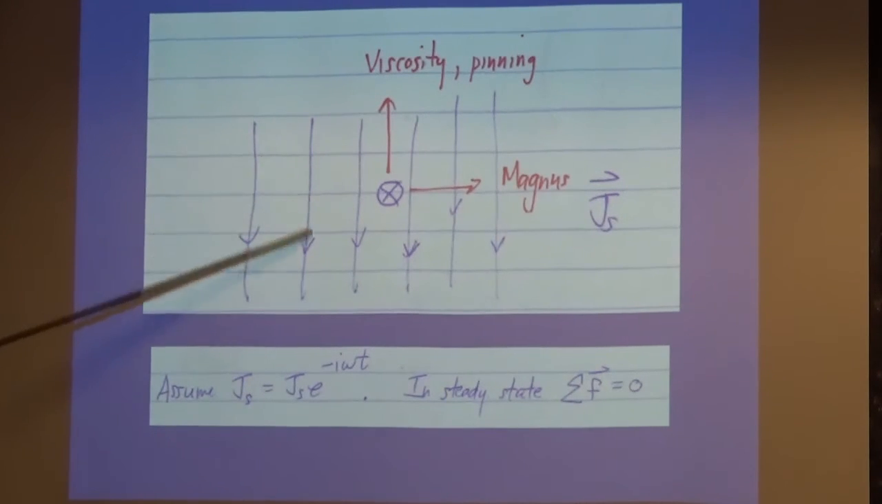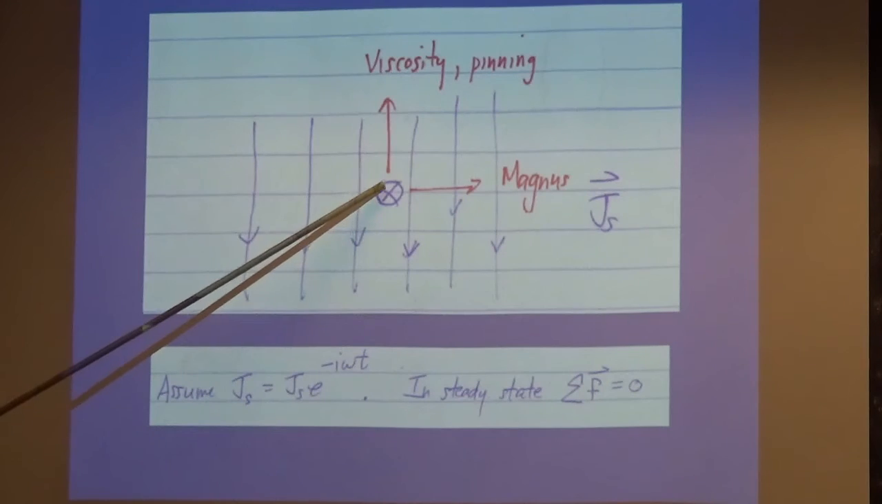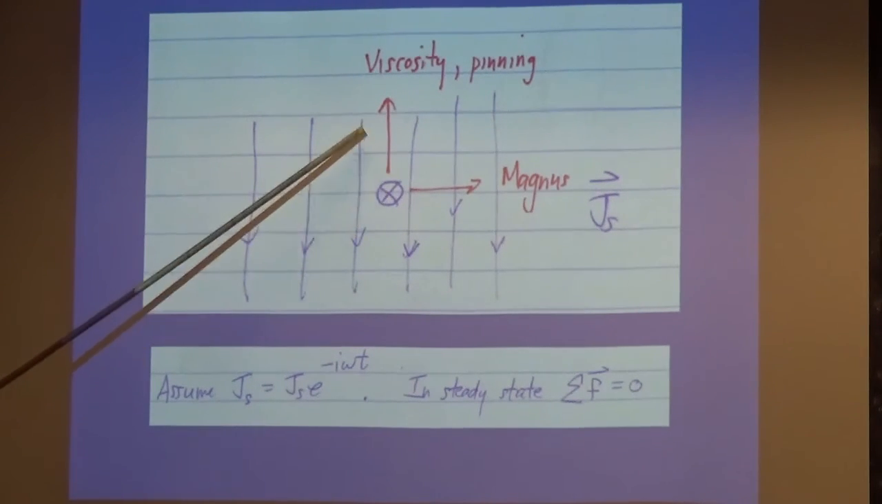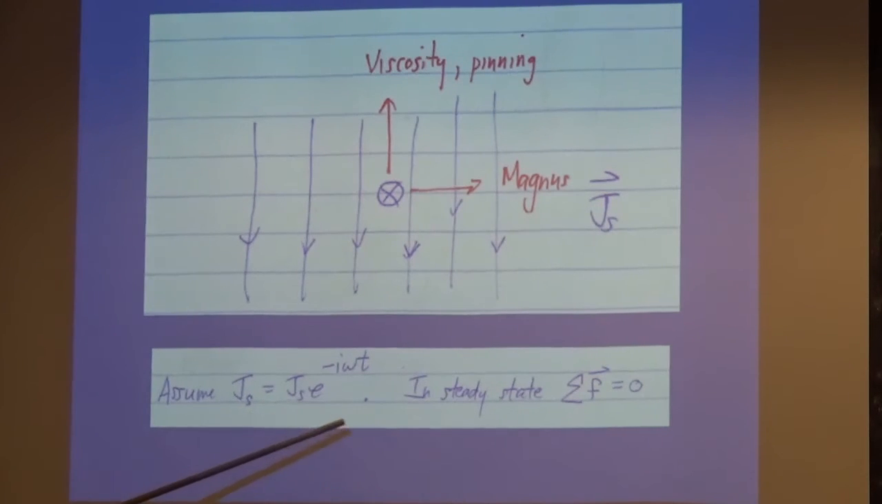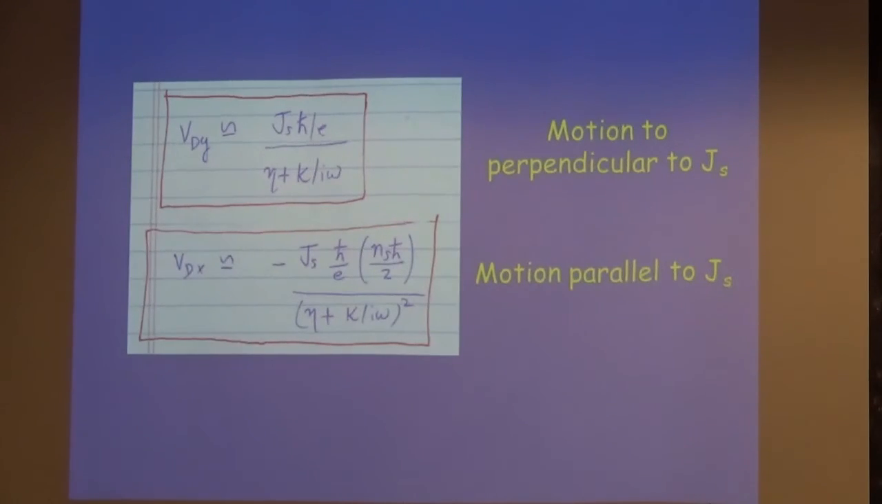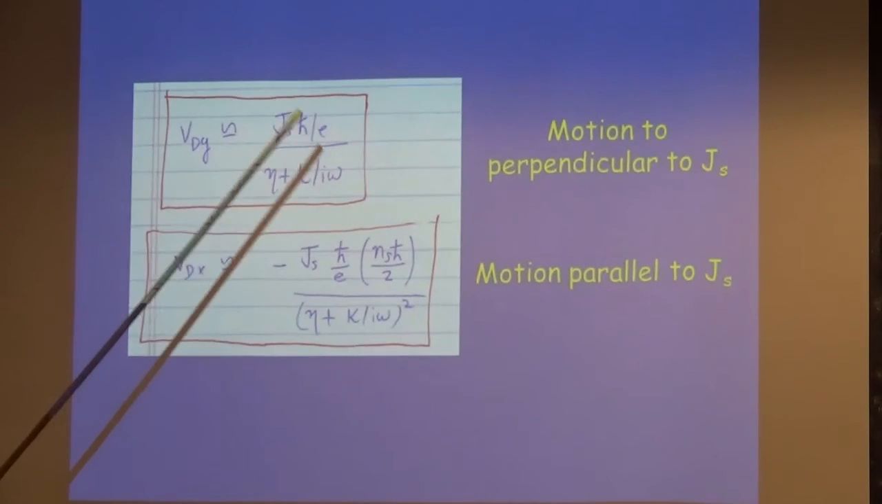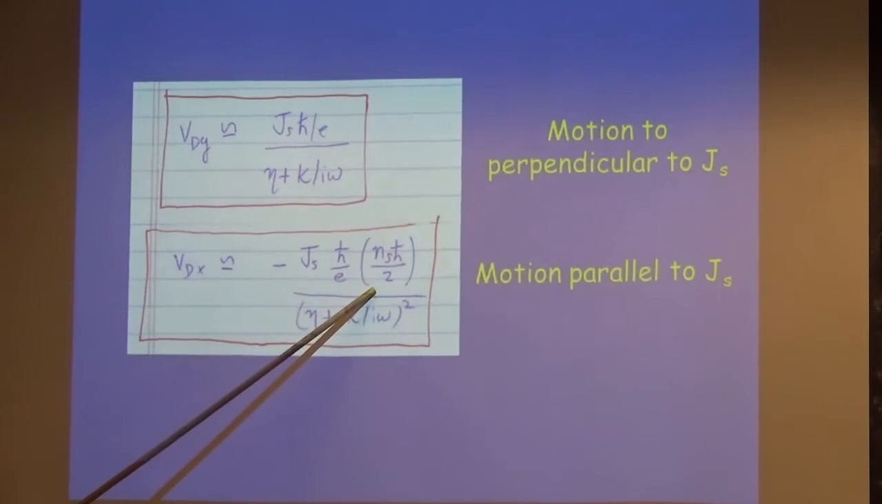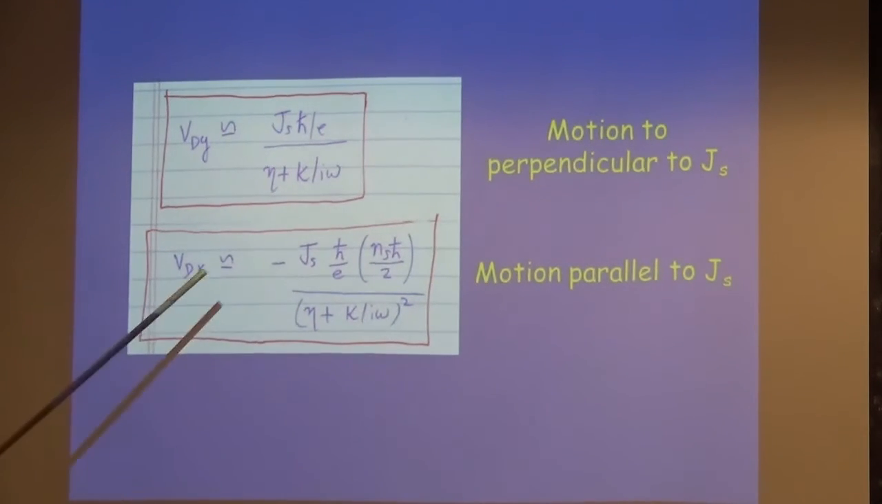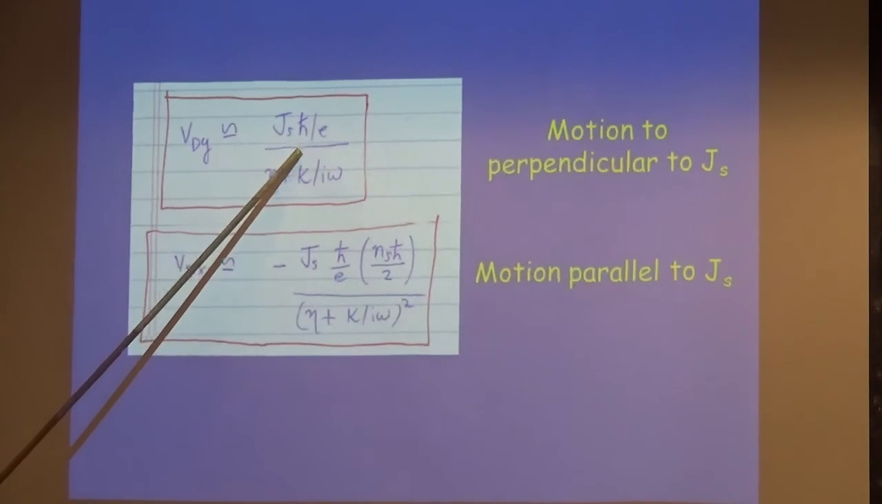So here you have the superfluid flow like this. The viscosity opposes the motion of the vortices, and the Magnus force is in the perpendicular direction. You assume that you're imposing a superfluid flow that goes like e to the minus i omega t, and you solve Newton's equation in steady state, where the sum of the forces on the vortex is zero, and then you get this result. You obtain two components of the motion, one perpendicular to the direction of the flow, and the other parallel to the flow. Interestingly, the Magnus force term shows up in the direction parallel to the flow. This is the very small component, the motion parallel to the current. It's the motion perpendicular to the current that's the dominant term.